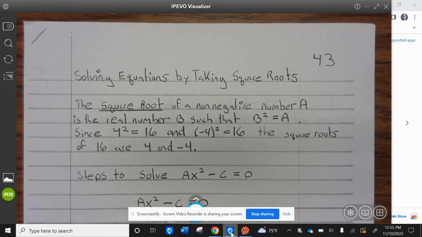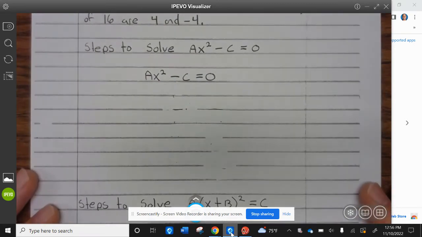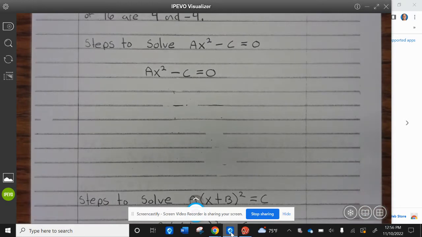Solving equations by taking square roots. The square root of a non-negative number a is the real number b, such that b squared equals a. Since 4 squared equals 16 and negative 4 squared equals 16, the square root of 16 is 4 and negative 4. Steps to solve ax squared minus c equals 0.